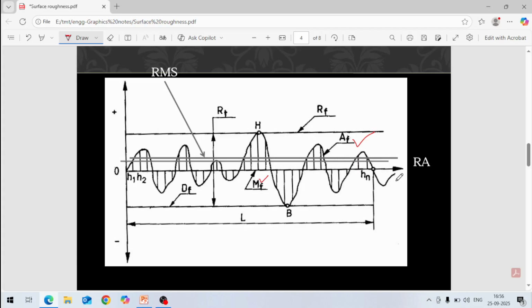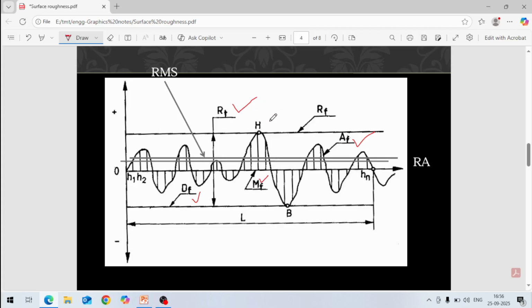There are 2-3 types of measurement we do in surface measurement with the help of a measuring instrument. This is RT. RT means total roughness. This is your reference profile, the top profile here, and this is the datum profile, DF. From the datum profile to the top profile, this total height is equal to RT, total roughness.